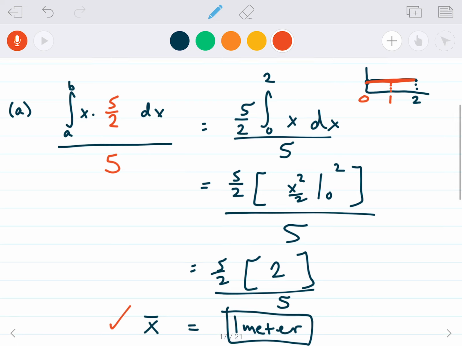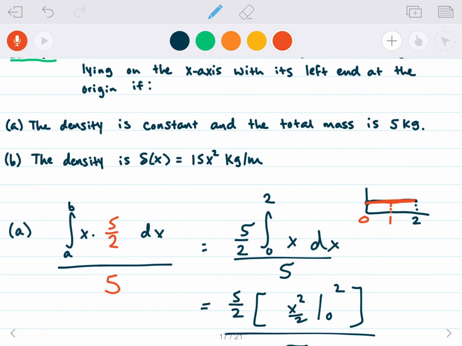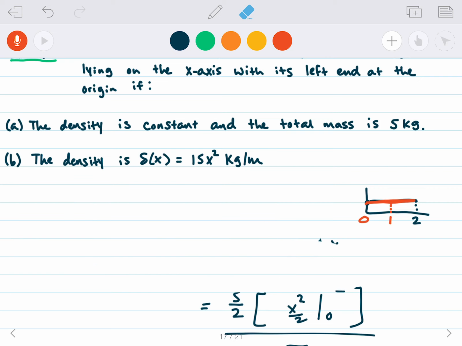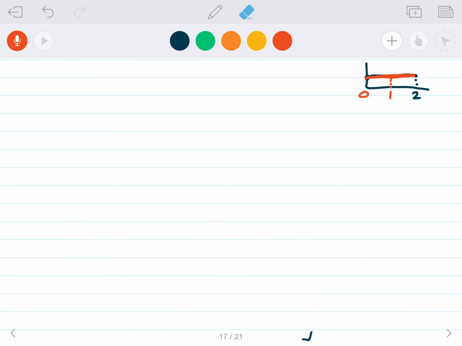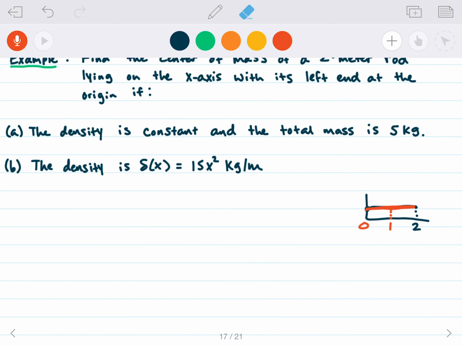Now let's take a look at part B. Part B is, we're told that the density is going to be delta x equals 15x squared. So this time we need to set up our integral a little bit differently because this density is not uniform, or it's not constant. So let's look at that. So for part B, let's go ahead and set up our integral here.